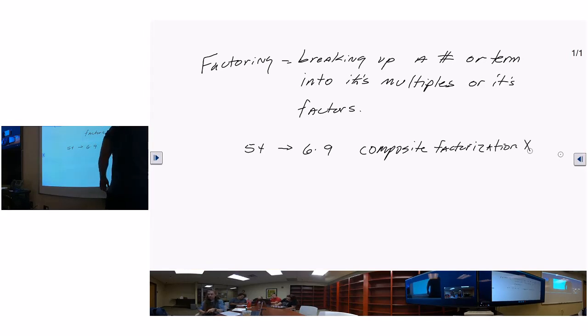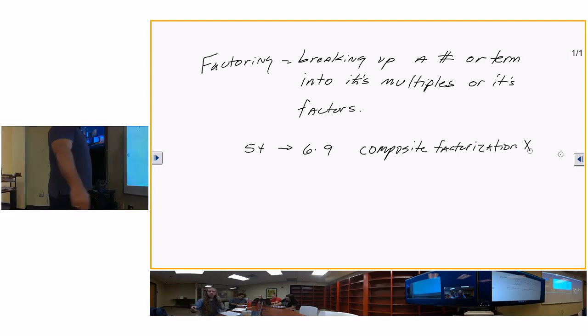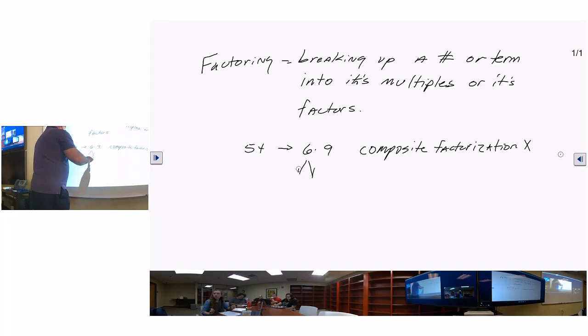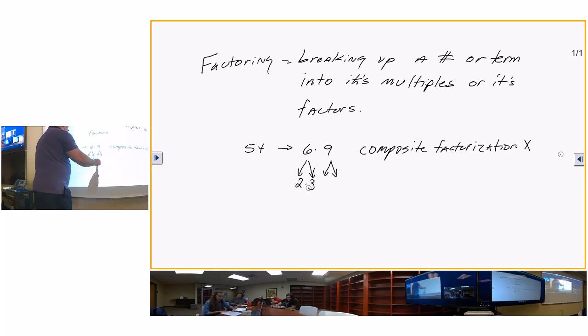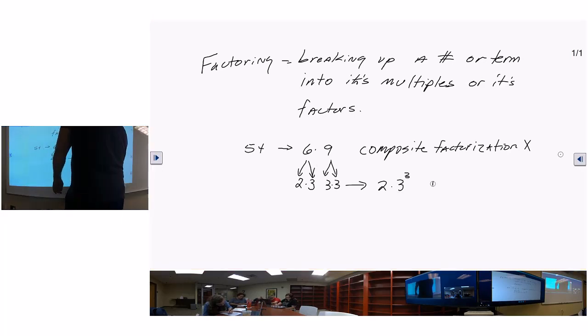And we're not really interested in the composite factorization. We are interested in the prime factorization. The prime factorization would be to break these two up into prime factors, which would be 2 times 3 and 3 times 3, which we would change to 2 times 3 to the 3rd power. And that is what we call prime factorization.